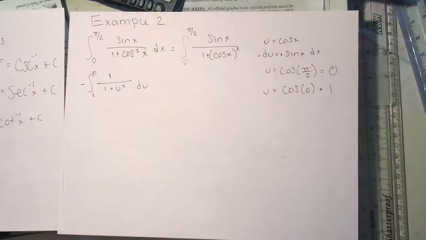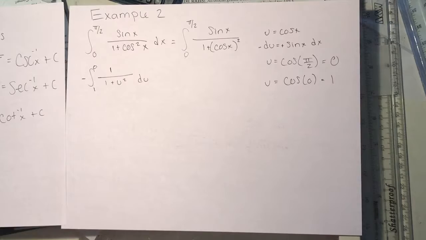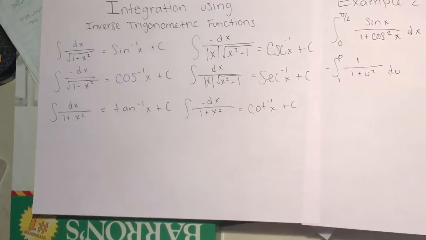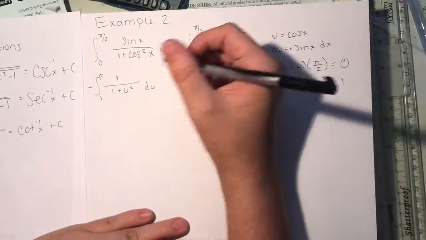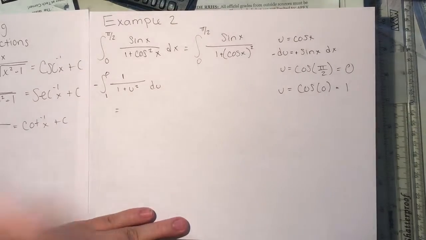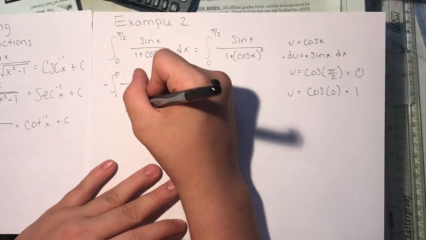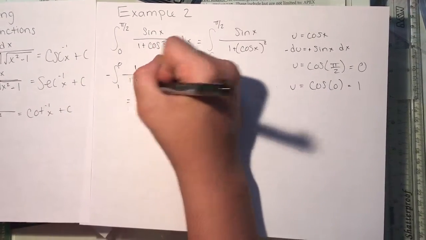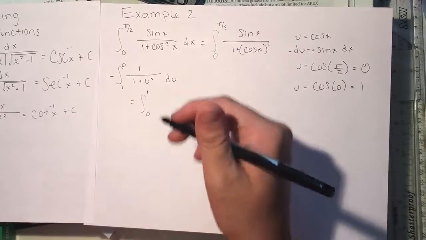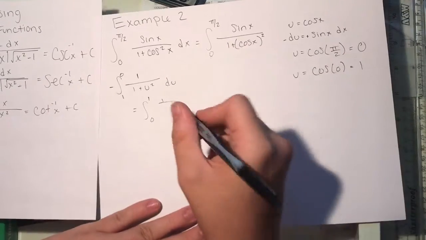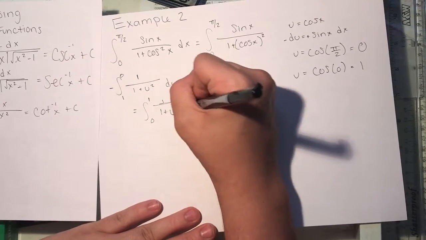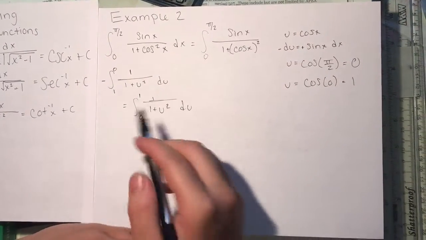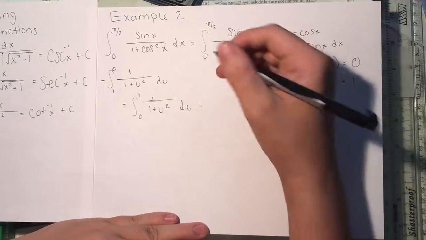Alright, now that we have it looking closer to the normal arctangent equation, we'll rewrite it and make sure this negative isn't there anymore. Since the negative is there, to change it back to positive, we'll have to switch the limits of integration. We'll flip them over, and that's going to be 1 over 1 plus u squared du. Now you notice that since this negative is gone, this actually equals the arctangent equation.